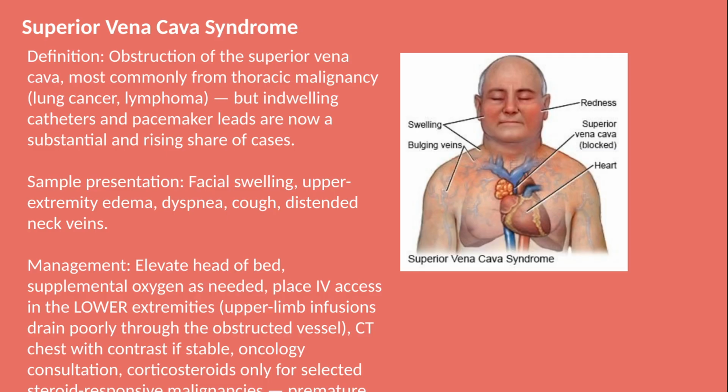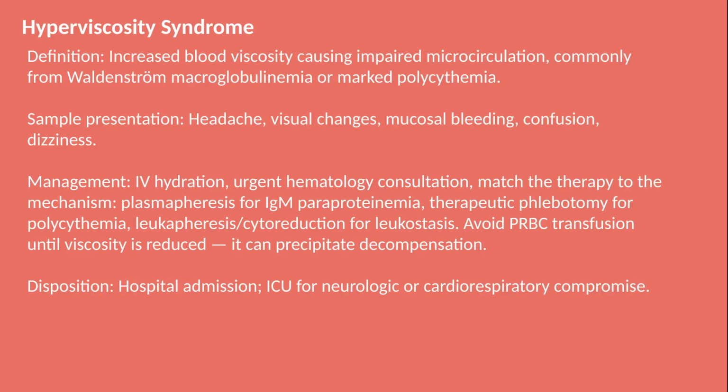Obtain contrast-enhanced chest CT in the stable patient to define the obstruction and its cause. Consult oncology, and reserve corticosteroids for steroid-responsive tumors such as lymphoma, where premature dosing can obscure the biopsy. Endovascular stenting relieves severe symptoms rapidly. Admit ICU for airway compromise.